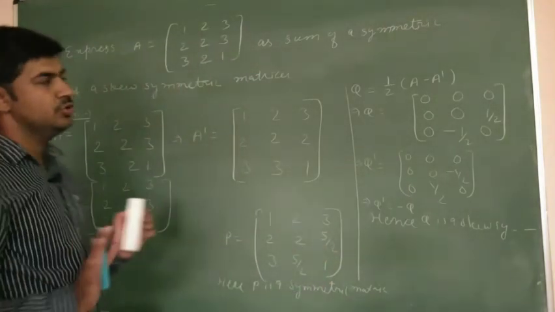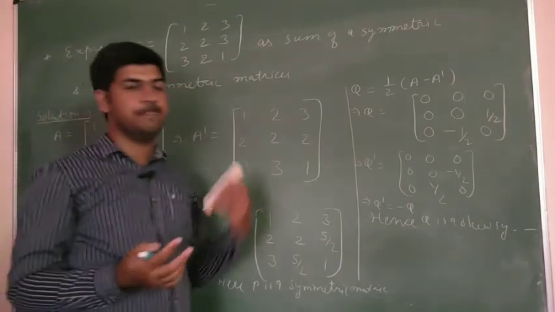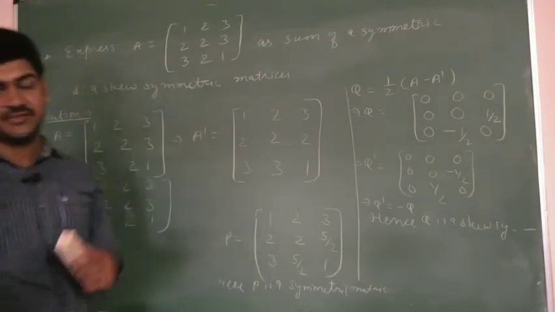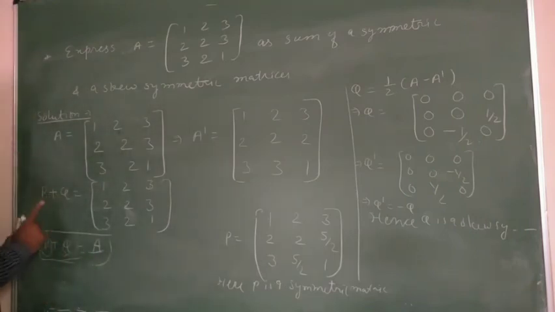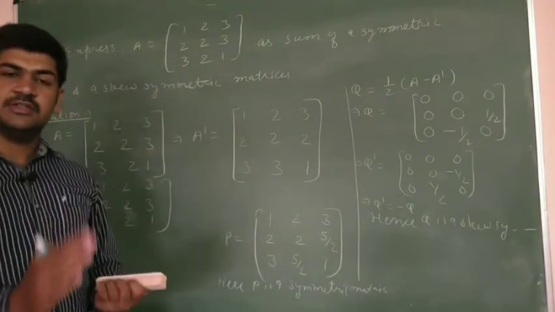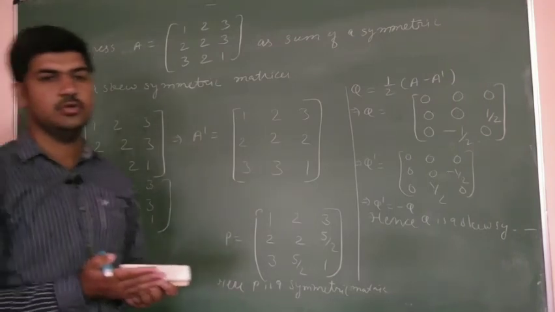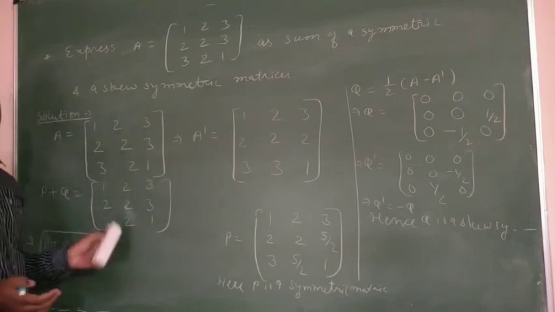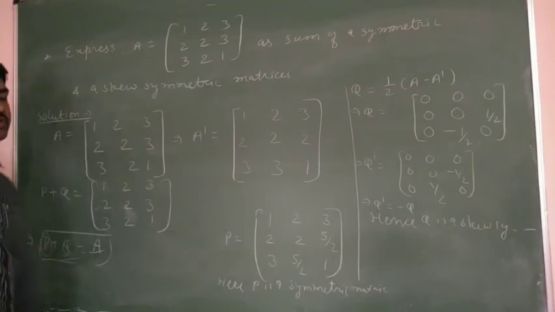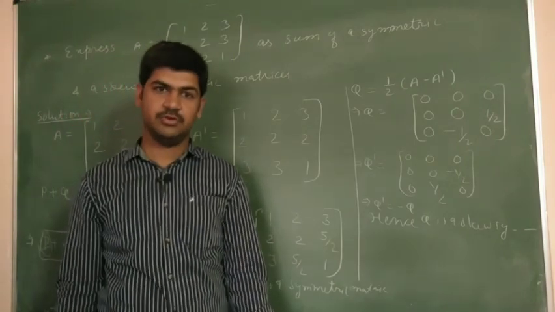Again I am repeating what to do. If you are given a square matrix A and you are asked to find two matrices such that the first one is a symmetric matrix and the second one is a skew symmetric matrix, then the first matrix you have to find as P is equal to half of A plus A dash, and the second one you have to find Q is equal to half of A minus A dash. And then when you add both P and Q, you will get A only, and then you can verify that A can be expressed as a sum of two matrices P and Q, such that the first one P is a symmetric matrix and the second one Q is a skew symmetric matrix. I hope you have understood the example well.